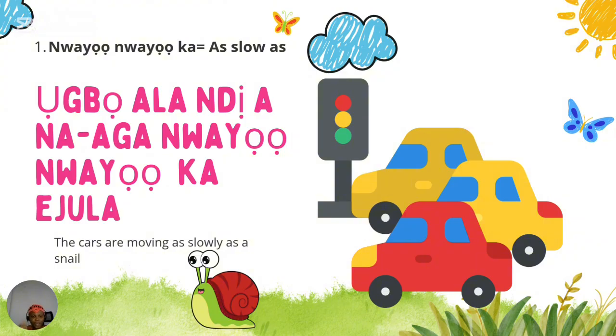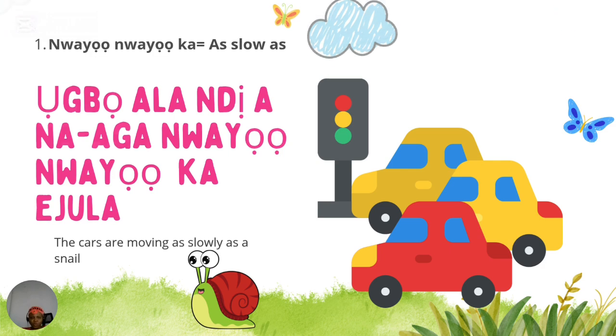Now, let's say it together. 1, 2, go. Ụgbọala ndị a na-aga nwayọ nwayọ ka ejula. Well done. That is a simile, or what we call myiri n'asụsụ Igbo.